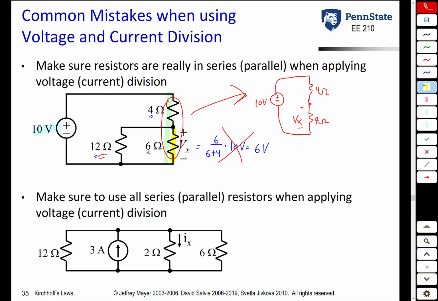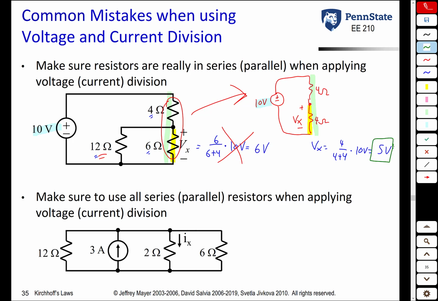Now we can apply voltage division. Vx would be 4 over 4 plus 4 times 10 volts. So we get 4 over 8 times 10 volts, or 5 volts. And this is the correct answer.